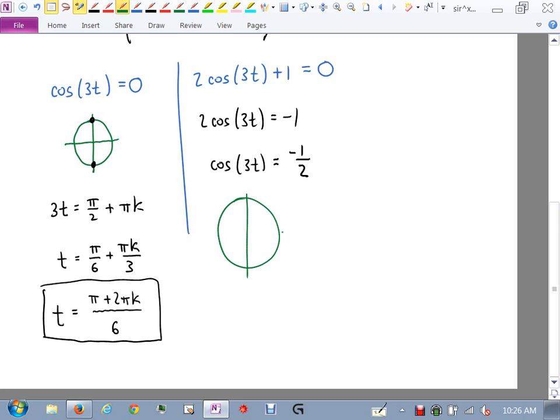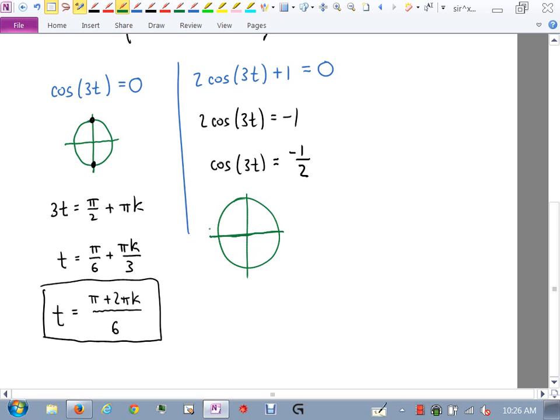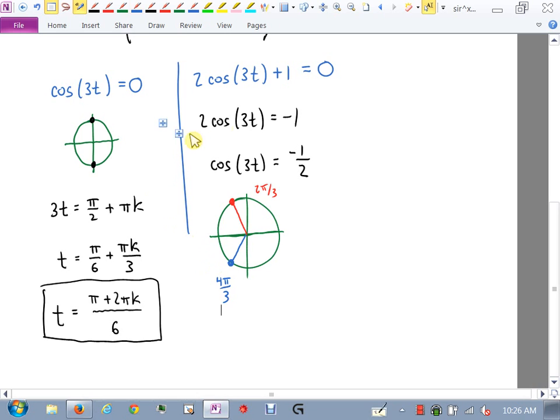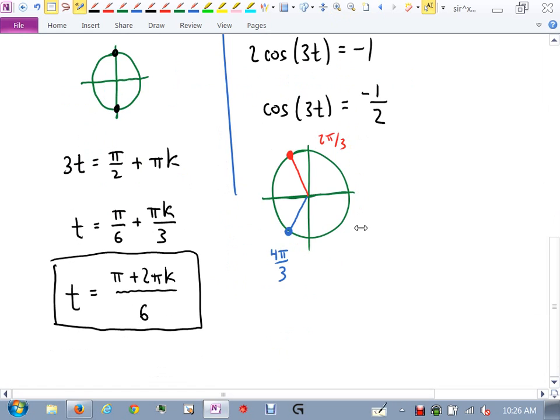Where is cosine negative 1/2? So where's the x-coordinate negative 1/2? Two pi over 3? And where else? It's weird. Let me zoom in, see if that changes it. Are those directly across from each other?